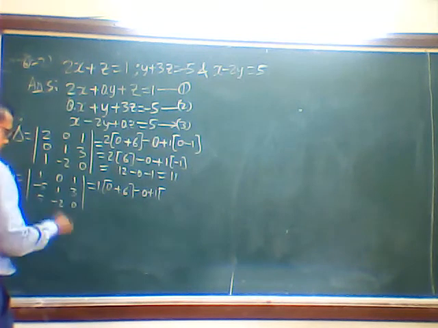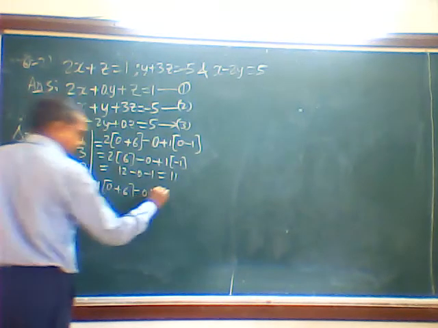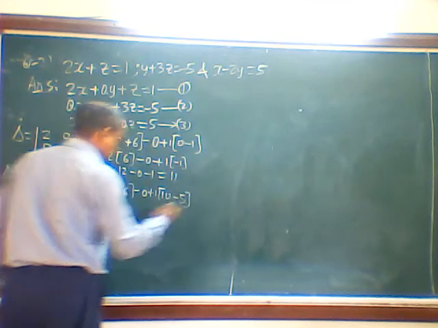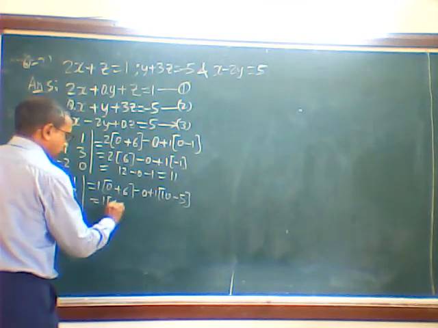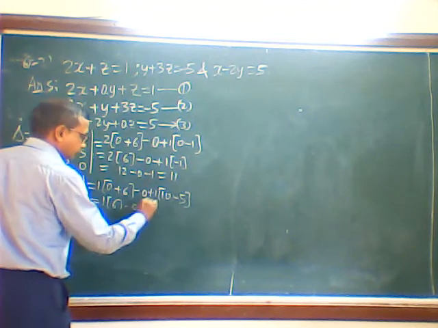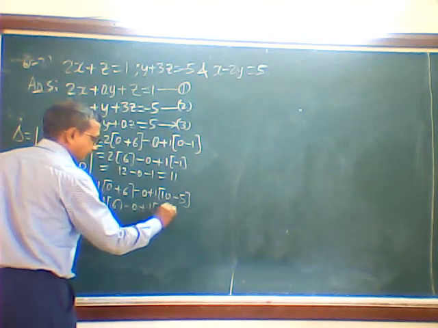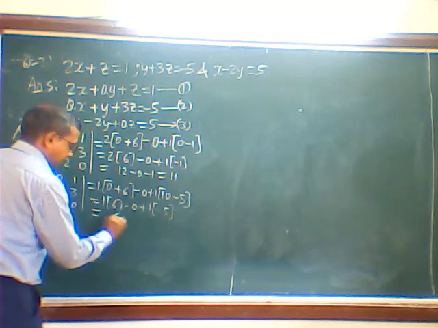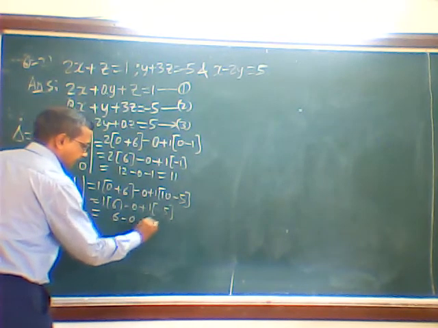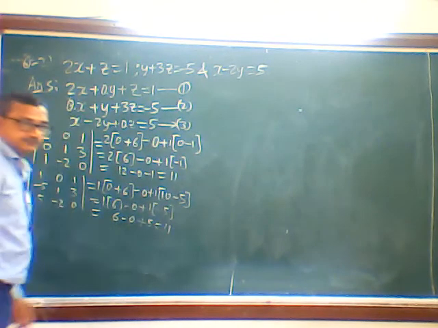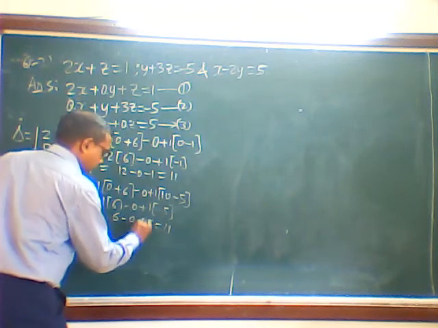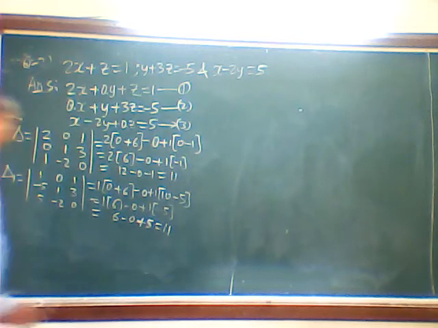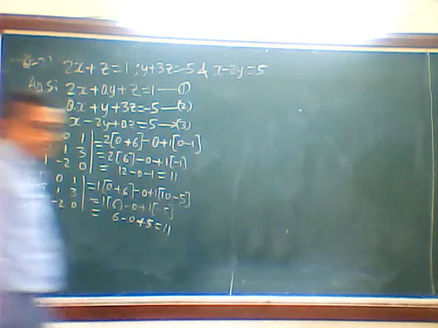First row, last column deleted. Minus 5 into minus 2 is plus 10. 5 into 1 is 5. So 1 into 6, 6 minus 0 plus 5. 10 minus 5, okay? So it is 11. It is 11. Okay. Next we will find out delta 2.